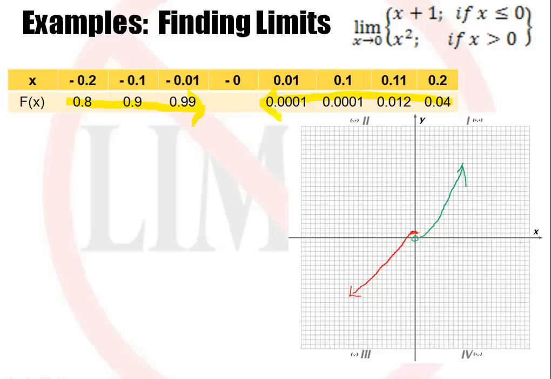Now, let's look at our graph to verify what our table told us. As we look from the left, as our x values approach 0, our y values are approaching the value of 1. And then, coming from the right, following our quadratic, it would have its vertex at 0. So these two sides of this one piecewise function are approaching two different values, and therefore the limit will fail to exist.